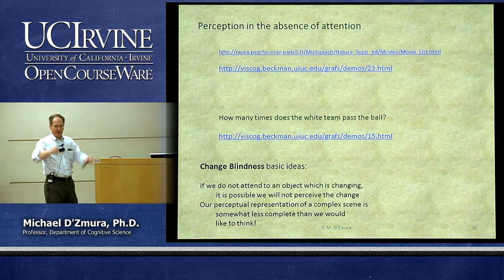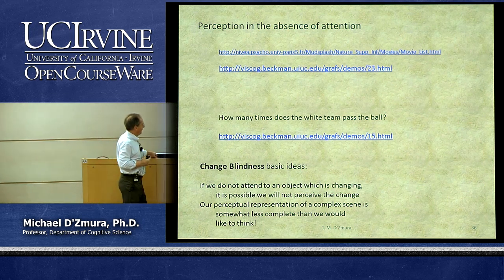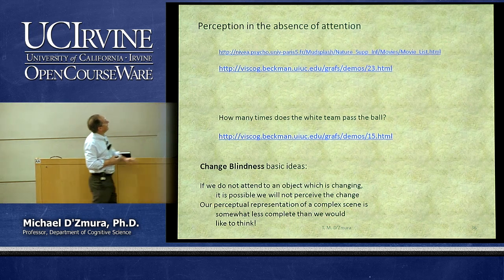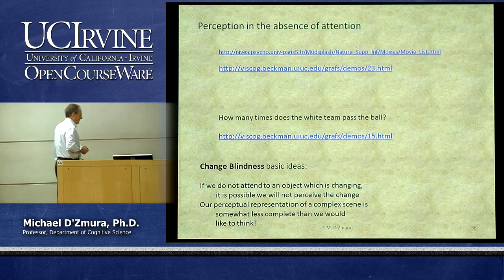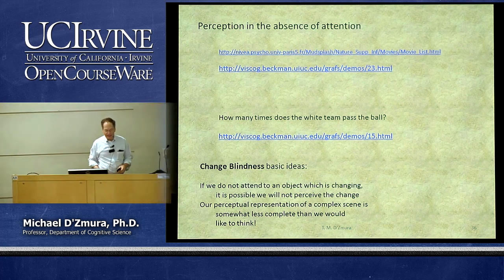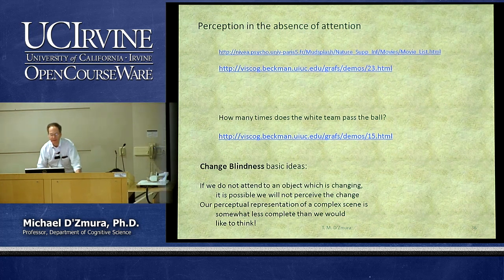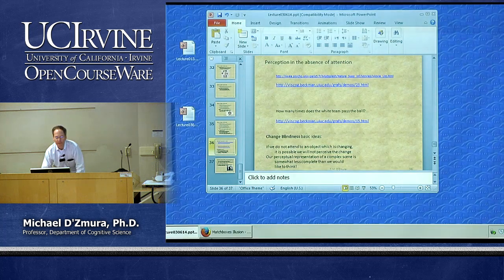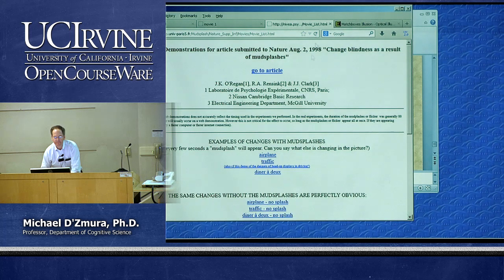If we're not paying attention to various classes of stimuli, well, what is the quality of our perception for those stimuli? And there's all sorts of evidence suggesting that we are blind to many sorts of things that we're not paying attention to. And these are examples of change blindness. So let me get some examples for you. And let's see. Is it this one?